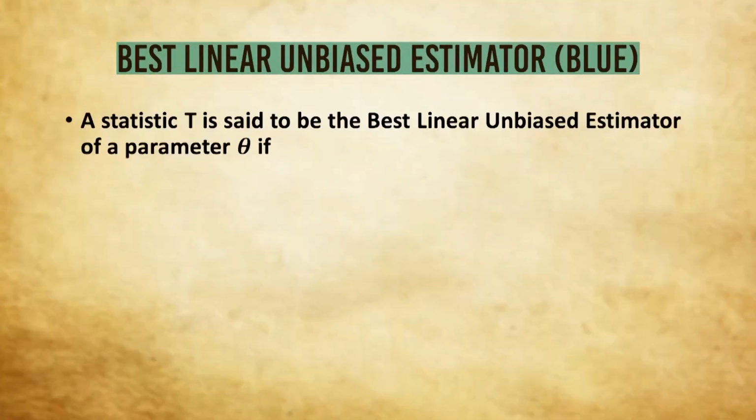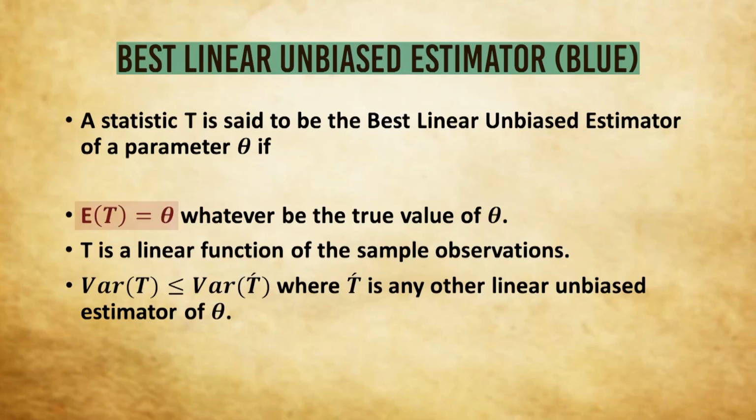Now we come to another important definition, which is called the best linear unbiased estimator. Like the minimum variance unbiased estimator, we define the best linear unbiased estimator. Here we have three criteria: best, linear, unbiased. We start from the end, unbiased. That means the statistic or the estimator has to be unbiased. Expectation of t has to be equal to theta, whatever be the true value of theta. Linear, in the sense that t has to be a linear function of the sample observations. That means t will be some sort of summation a_i x_i, that is a1 x1 plus a2 x2 plus a3 x3 plus dot dot dot plus an xn, a linear function of sample observations.